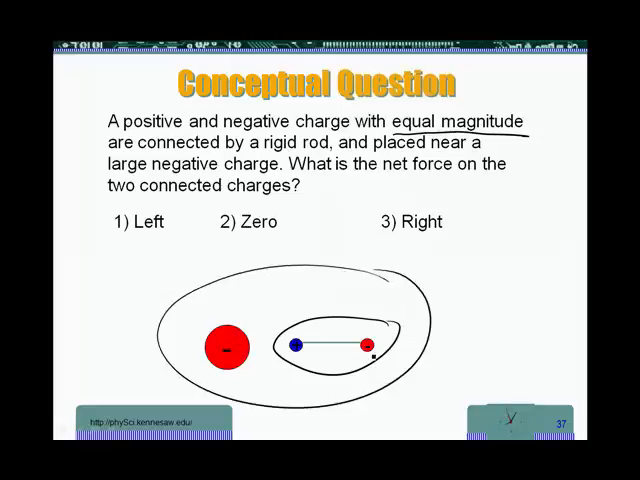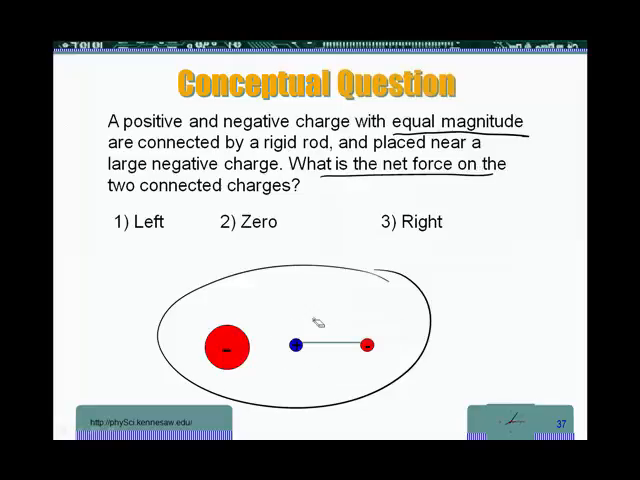Now these are equal magnitude charges, and it is asking us about the net force. Is it 0? Is it to the left? Is it to the right? Okay.